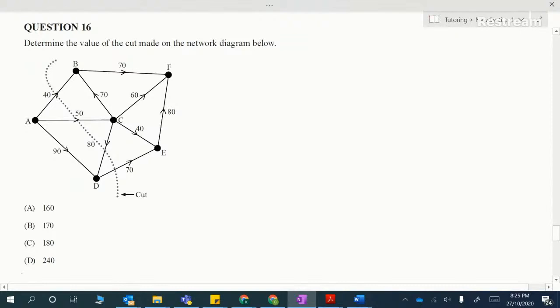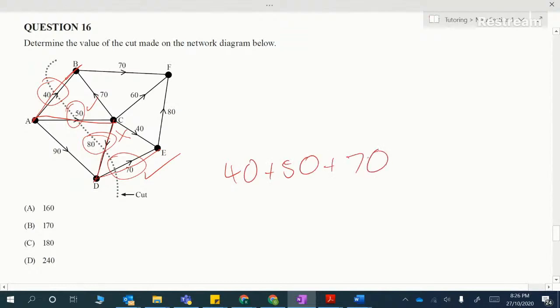Okay, so you can see that cut crosses over that line, and that line. But there's one that we don't include. Okay, so you can see this one here goes source to sink, so that's good. But 80 here goes sink to source, so don't include that one, but include the other two. So 50 goes source to sink, and 40 goes source to sink as well. So it's going to be 40 plus 50 plus 70. Do not include the 80. That gives us a capacity of 160, which is A.